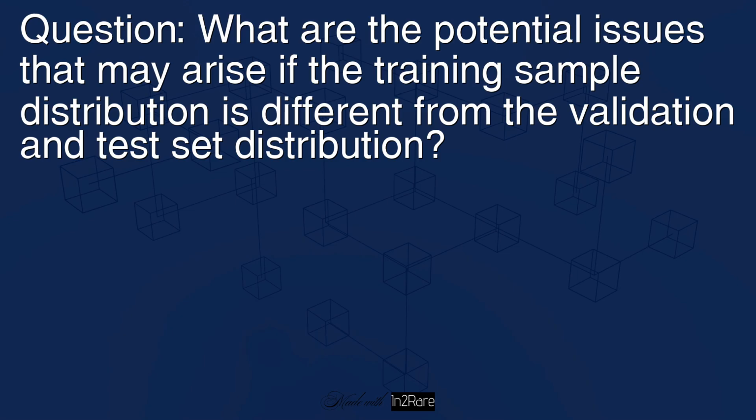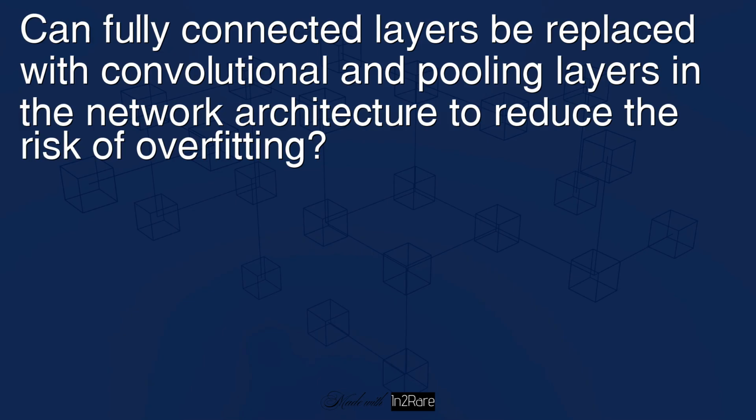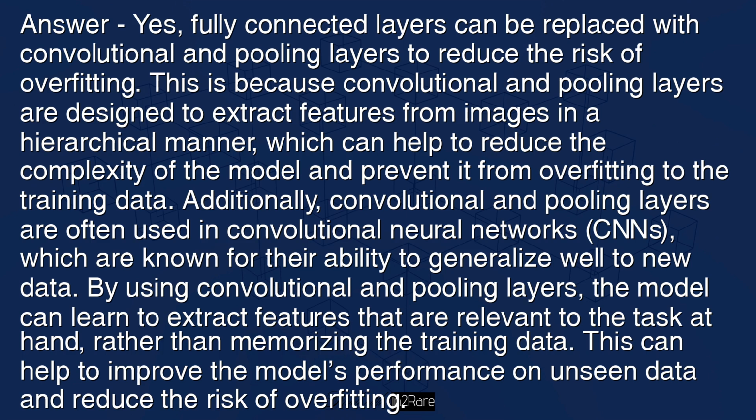Question: what are the potential issues that may arise if the training sample distribution is different from the validation and test set distribution? Can fully connected layers be replaced with convolutional and pooling layers in the network architecture to reduce the risk of overfitting? Answer: yes, fully connected layers can be replaced with convolutional and pooling layers to reduce the risk of overfitting. This is because convolutional and pooling layers are designed to extract features from images in a hierarchical manner, which can help to reduce the complexity of the model and prevent it from overfitting into the training data.